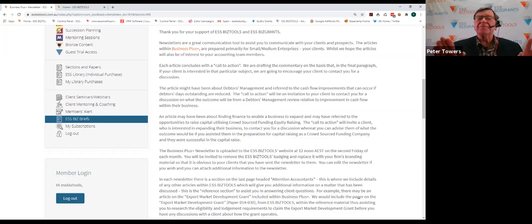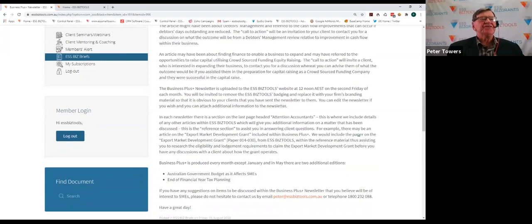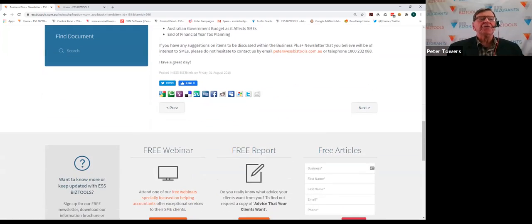Make sure you brand the material before it goes to your clients. Please read it first. We've had a couple of instances where some of our subscribers some years ago hadn't read the material and they wondered why they were getting inquiries from clients and other people about the export market development grant, and the client knew a lot more about it than what they did because the client had read the Business Plus article. So please read it first so you don't get caught like that. And hopefully this will give you a better appreciation of what's contained within ESS BIZTOOLS and show you around.